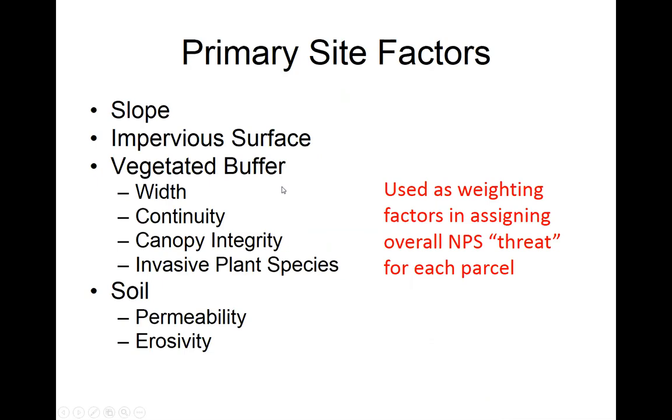But what's important about these primary site factors is that they would be applied to any potential source of pollutant from any specific lot. And thus, it gave that source a weighting based on these factors that either would exacerbate the pollutant impact or mitigate it.